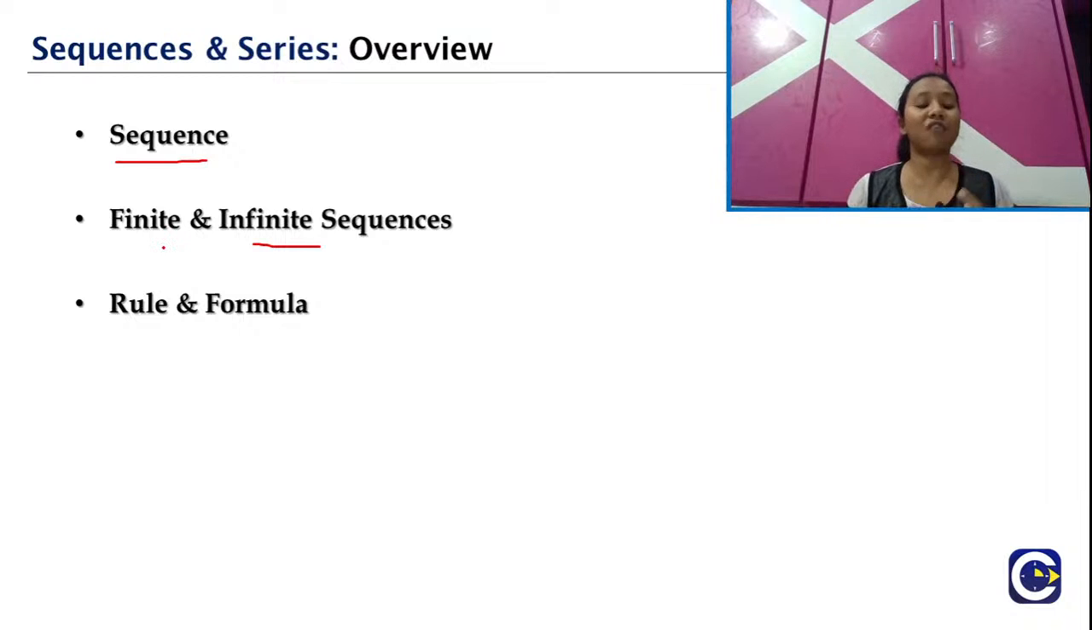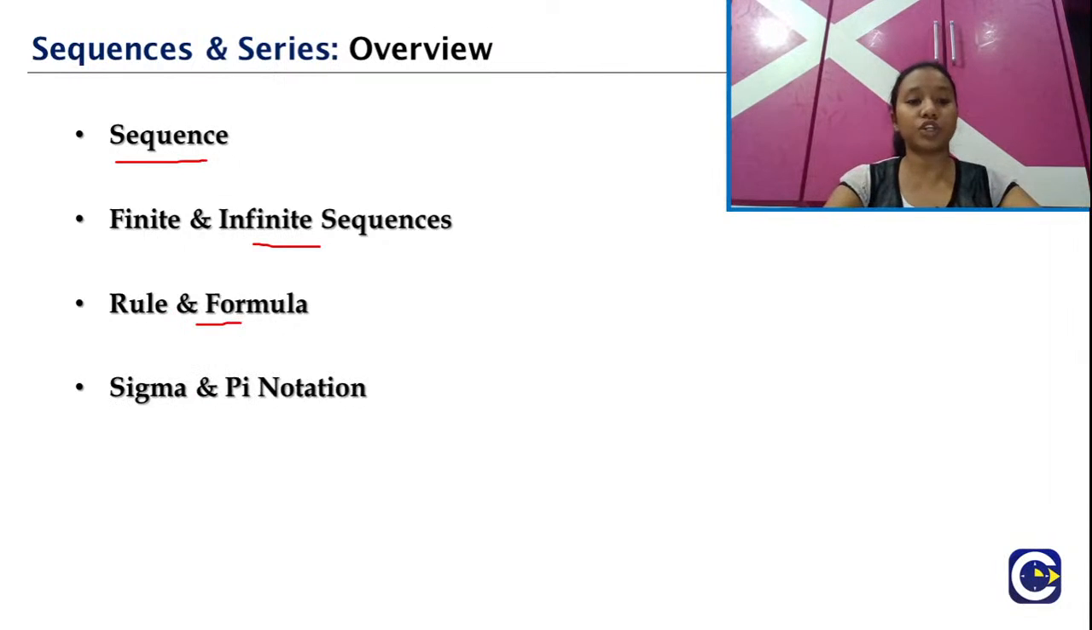And then we'll have a typical rule and formula. How can we formulate this sequence? What is the rule which we can follow and what will be the formula? It will vary from one sequence to another. Right. So we'll see this with respect to examples, so no need to worry. We are going to see the rule as well as the formula here.